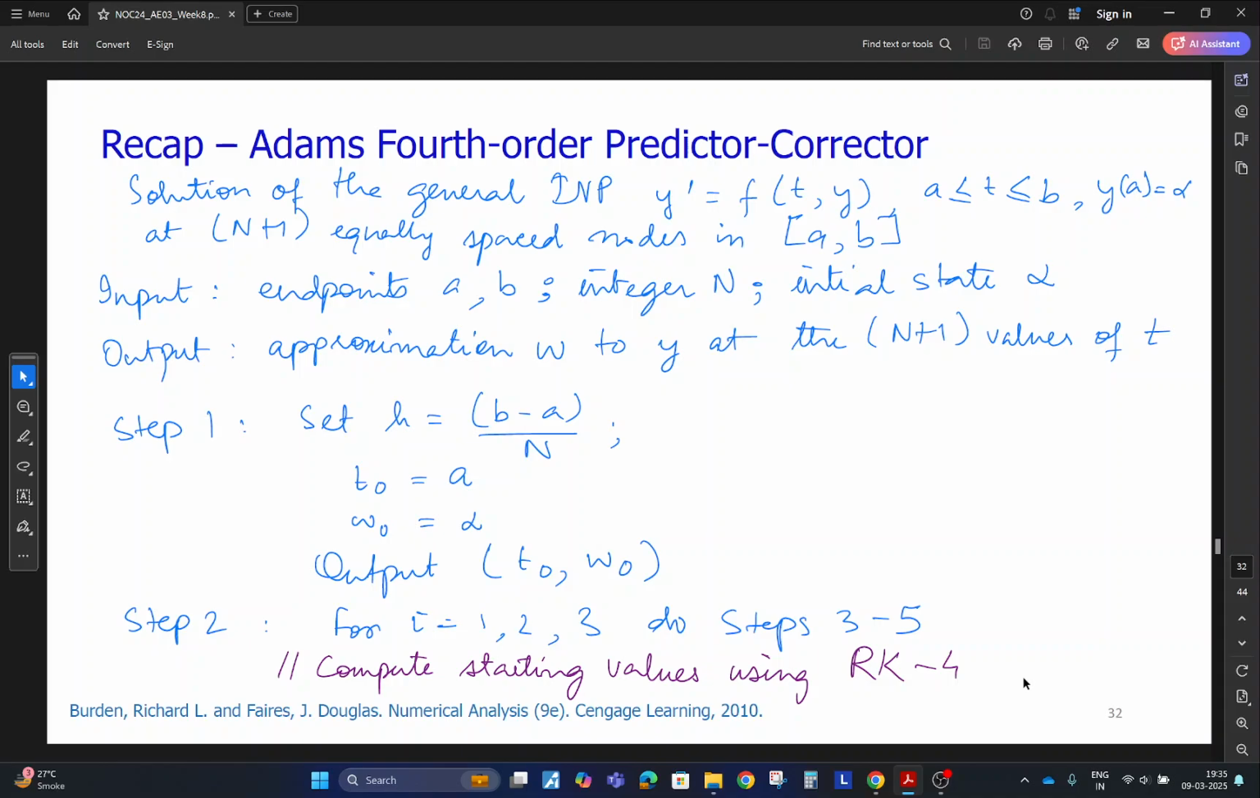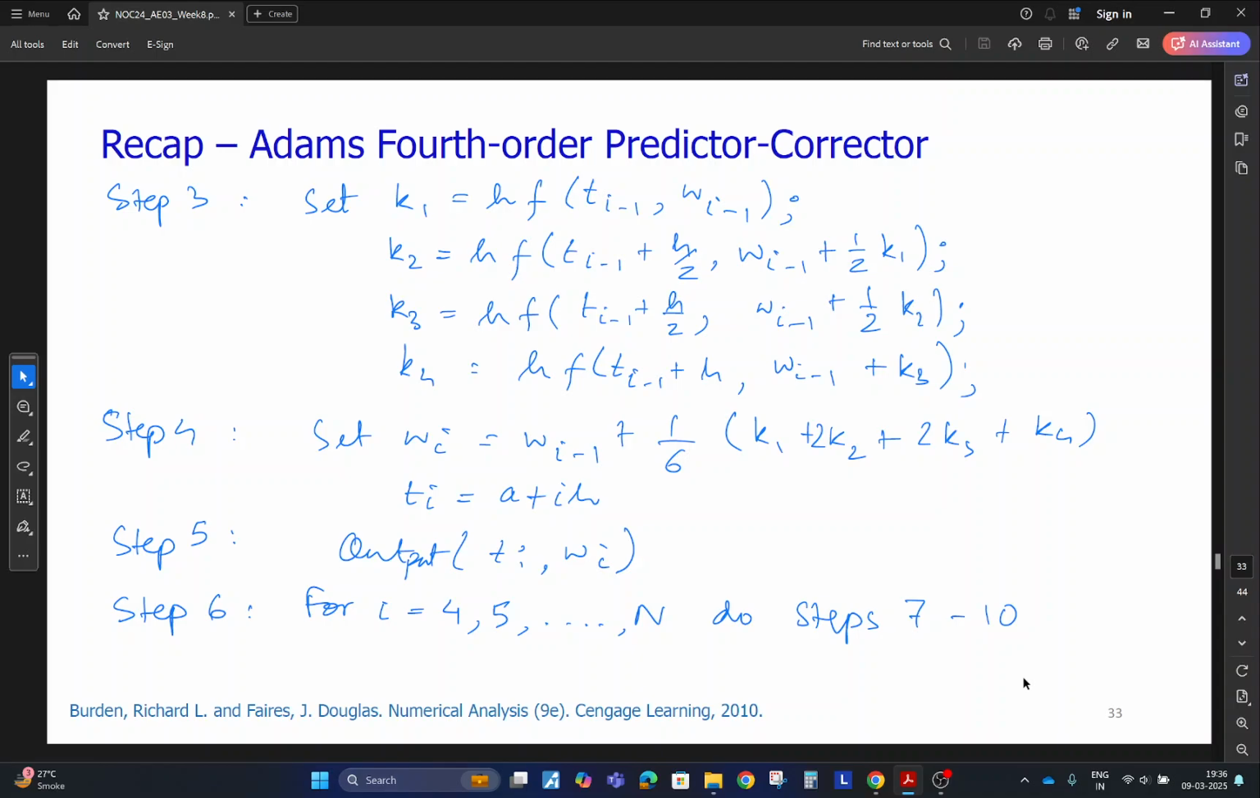In the first step, we set the time step, that is h is equal to (b minus a) by n, t0 is equal to a, and w0 equal to alpha, and we also output t0 comma w0. In the second step, we start looping, set for i equals 1, 2, 3, to steps 3 to 5, and the use of this loop is to actually compute the starting values for the methods using the RK4 method.